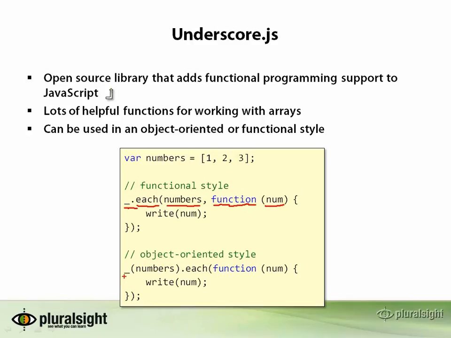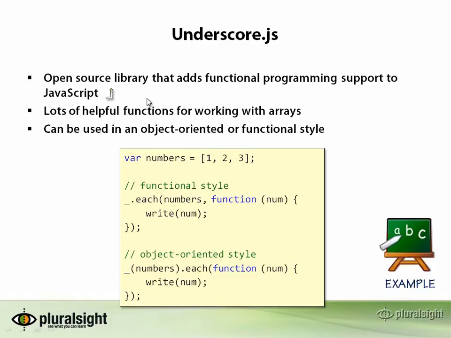Now the object-oriented style works a little bit differently. We use the underscore function to wrap the array that we want to work with, and then we call the each function on that wrapped array. And this time the function has just a single parameter, and again it is a function with one argument that gets called once for each item in the array. So these two examples, the functional style and the object-oriented style, are exactly equivalent.